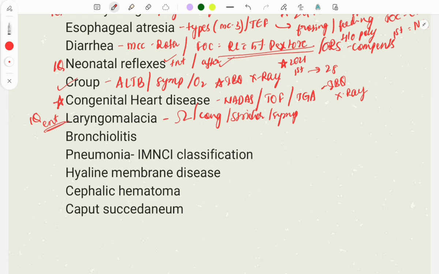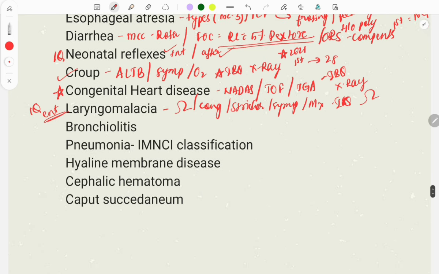But if it is not, and if the child is not able to breathe and is having difficulties, then we will be doing a symptomatic management, that is an oropharyngeal airway. Okay, so an image-based question can also be asked, giving a larynx, and you can easily appreciate that it looks like an omega shape.